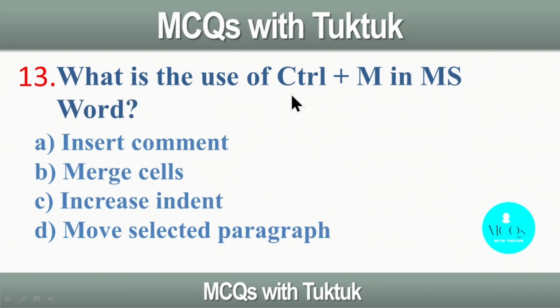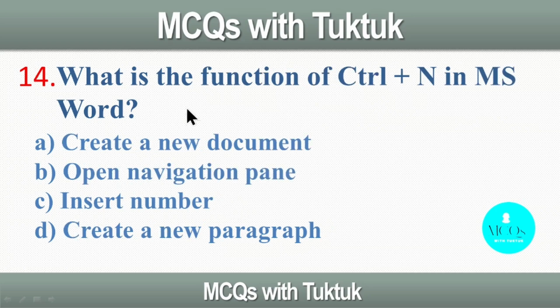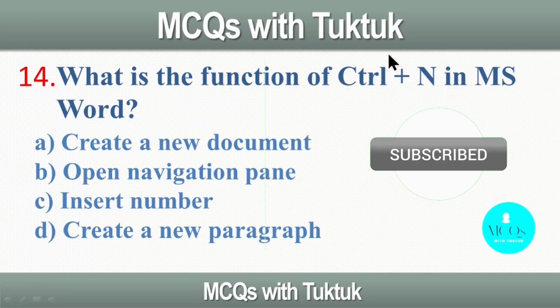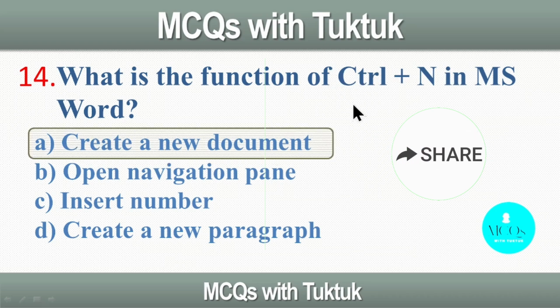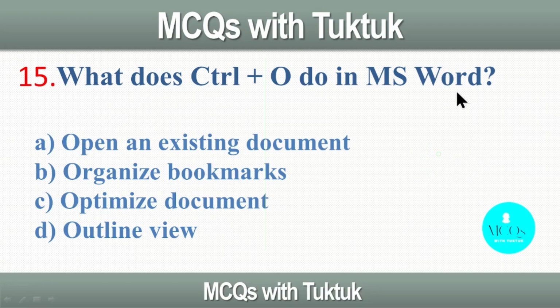What does the use of Ctrl plus M do in MS Word? Ctrl plus M will help you to increase the indent. What does the function Ctrl plus N do? When you try to open a new document in MS Word, you have to press Ctrl N. That is, create a new document. What does Ctrl plus O do? O will help you to open a document that you have already created. Pressing Ctrl O, you can open your created document.